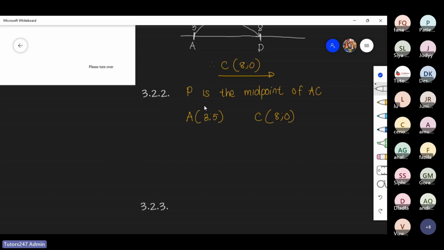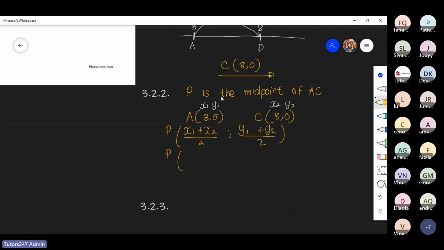So A has coordinates x1, y1, C has coordinates x2, y2. So from here, we can use our midpoint formula. Instead of using M, I'm now going to use P. So x1 plus x2 all over 2, y1 plus y2 all over 2, and let's substitute.